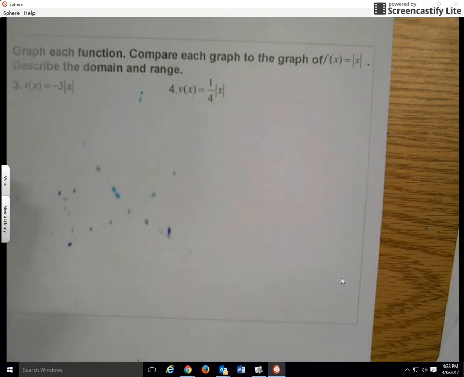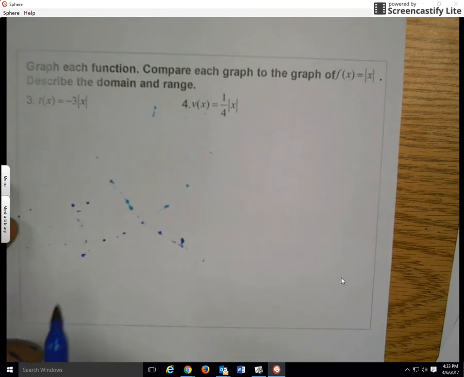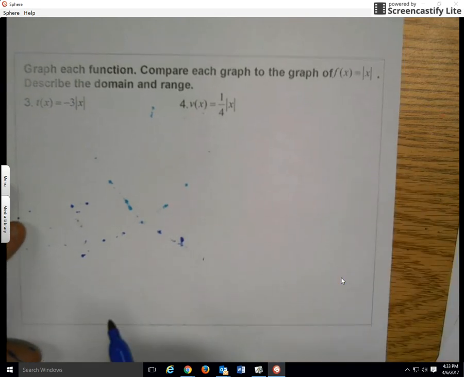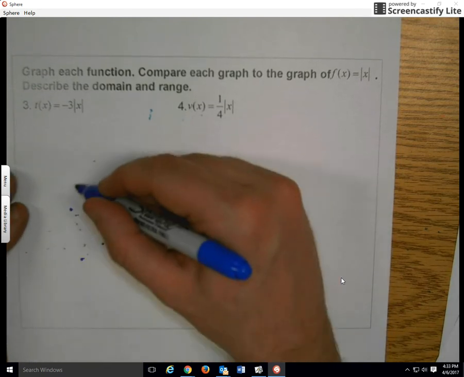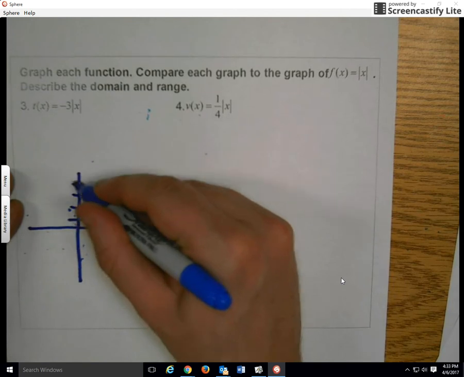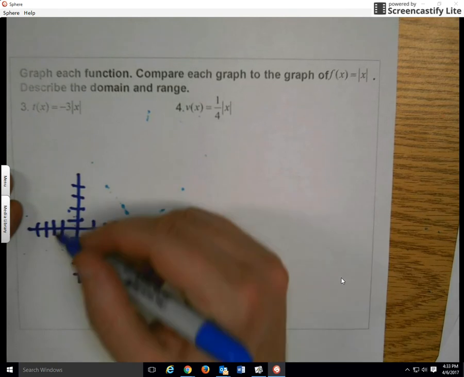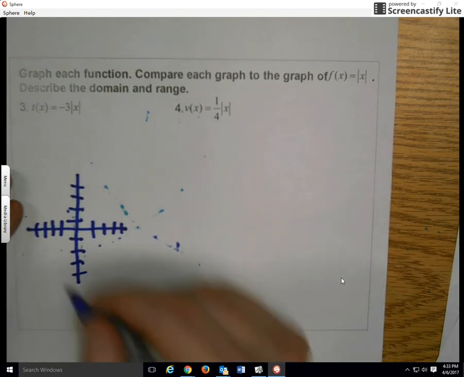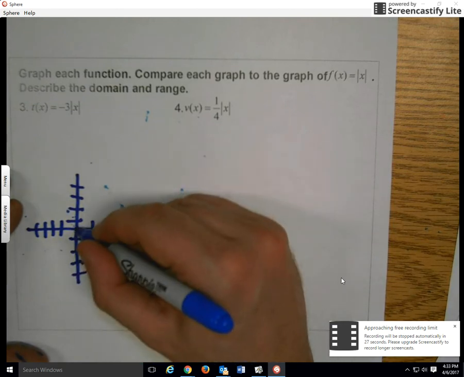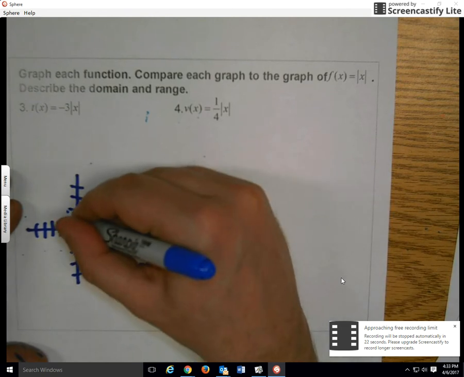Okay, it's your turn to go ahead and give this a try. Graph each function, compare the graph to the graph of f of x equals the absolute value of x. Describe the domain and the range. A great way to start off is to go ahead and make your graph. This might not be large enough for this first one, but go ahead and make your graph. And then remember that the parent function is just going to be up 1 over 1, up 1 over 1, up 1 over 1. If it's absolute values, you do the same thing on the other side.